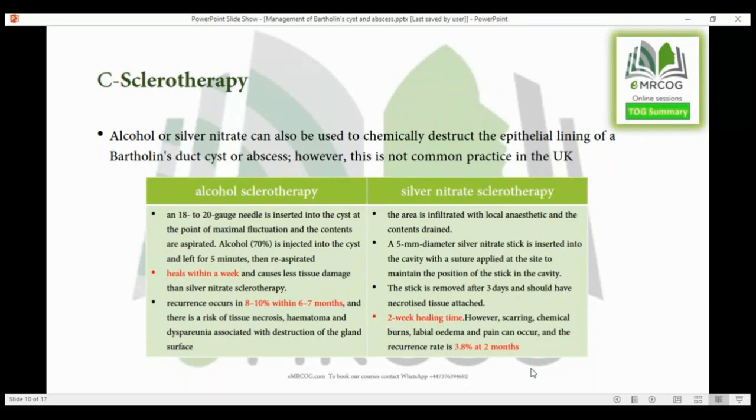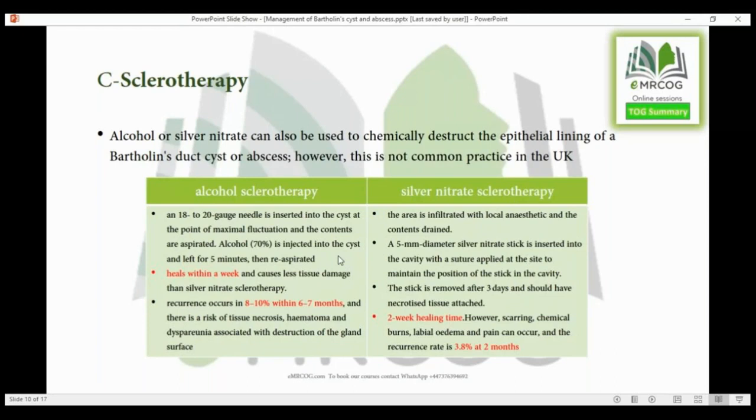The main result will be destruction of the epithelial lining of the Bartholin duct cyst or abscess, but it's not common practice in the UK. Same thing, you are going to insert a gauge needle into the cyst at the point of maximal fluctuation. You are going to aspirate the contents, then inject the alcohol or the silver nitrate by silver nitrate stick.